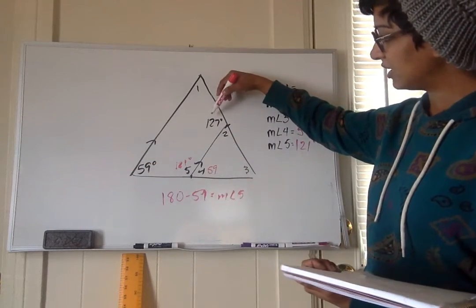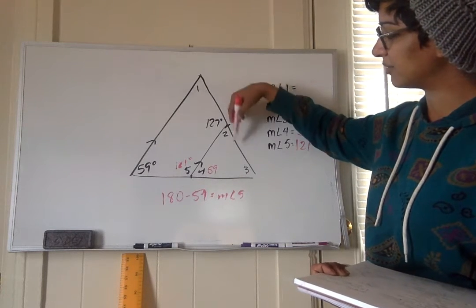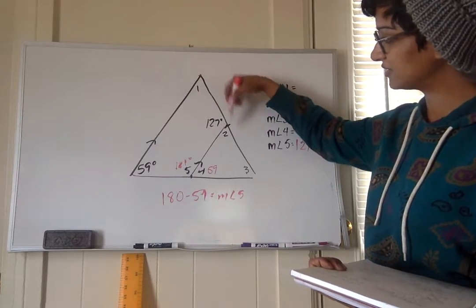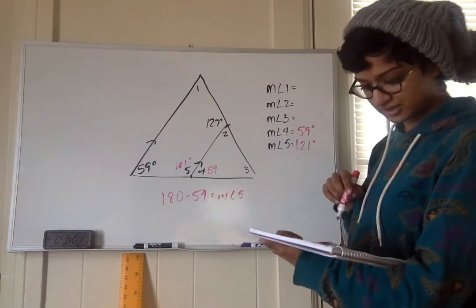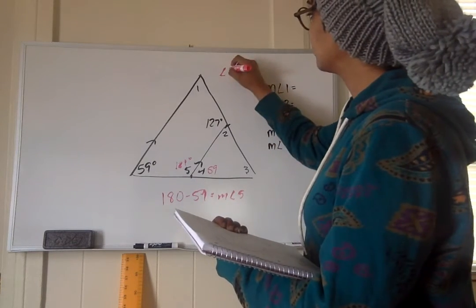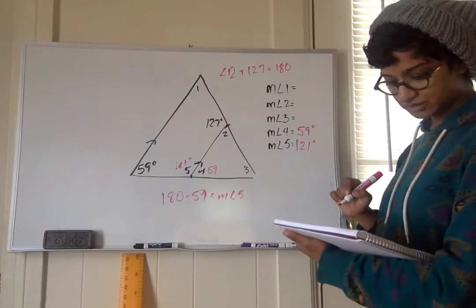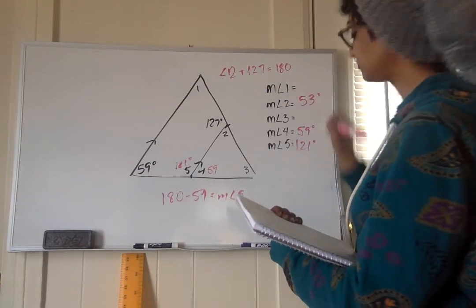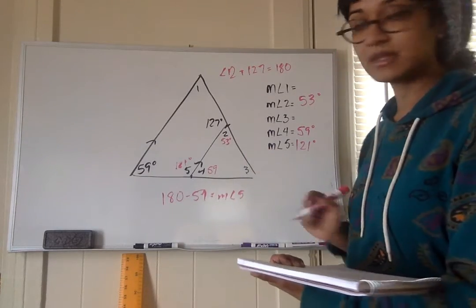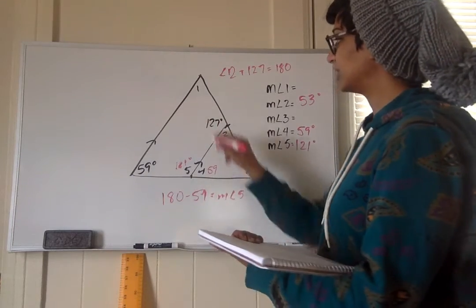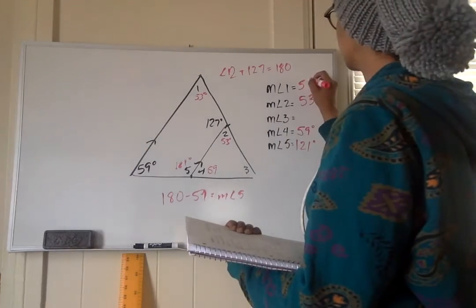So here we have angle 2 is supplementary with 121 and corresponding with angle 1. We could figure out angle 1 first or angle 2 first. I think a lot of you would be more comfortable seeing angle 2 first. So if I do angle 2 plus 127 equals 180, that gives me angle 2 is 53 degrees. So I'm going to put that right here. Angle 2 and angle 1 are corresponding angles, so I'm going to put 53 degrees right here.